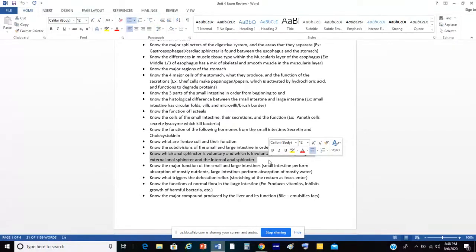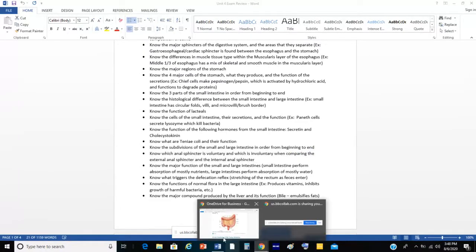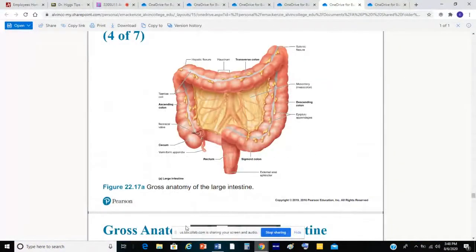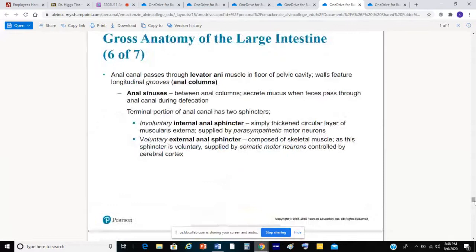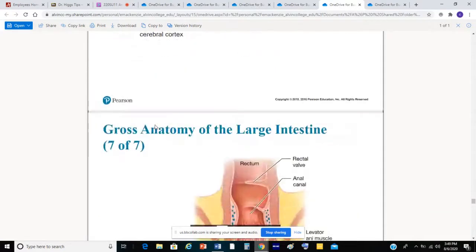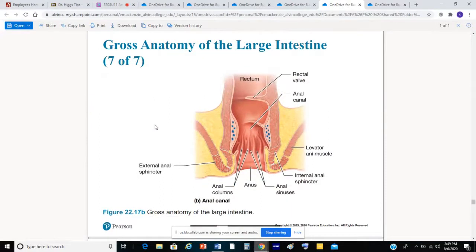Now, let me give you a hint. Internal anal sphincter is made up of smooth muscle, while the external anal sphincter is made up of skeletal muscle. So think back to your tube. You know which one you control. Turns out you control the external anal sphincter. It's voluntary because it's skeletal muscle. Remember, we control skeletal muscle. But your internal anal sphincter, oh, that's smooth muscle. So it's involuntary. You do not control the internal anal sphincter. And that's a good thing.